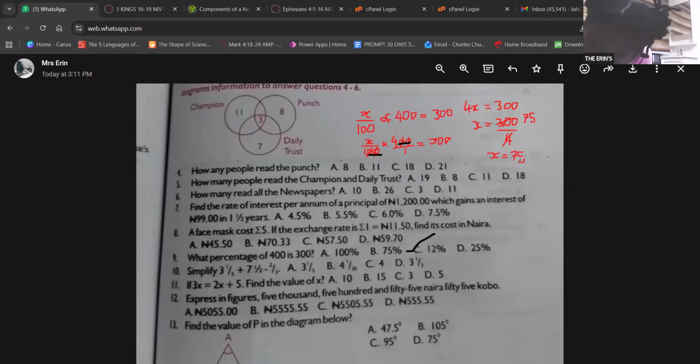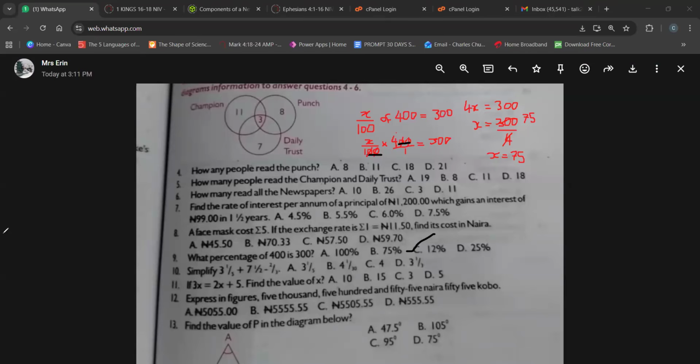X equals 71. Okay, can we go to number 10 now? No. Okay, Favor is saying no. Yeah, Favor says yes. Okay, so I know when Favor says yes, that means it's time for us to move.